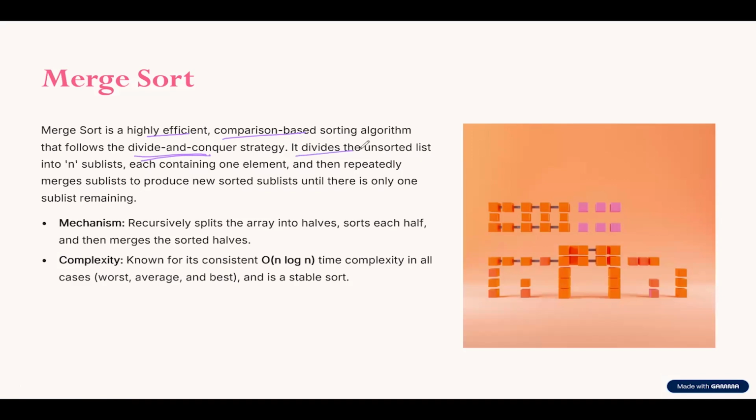It divides the unsorted list into n sublists, each containing one element, and then repeatedly merges the sublists to produce new sorted sublists until there is only one sublist remaining. That is the final array. Merge sort is known for its consistent order of n log n time complexity in all the worst, average, and best cases. So this is one of the best algorithms when it comes to sorting.